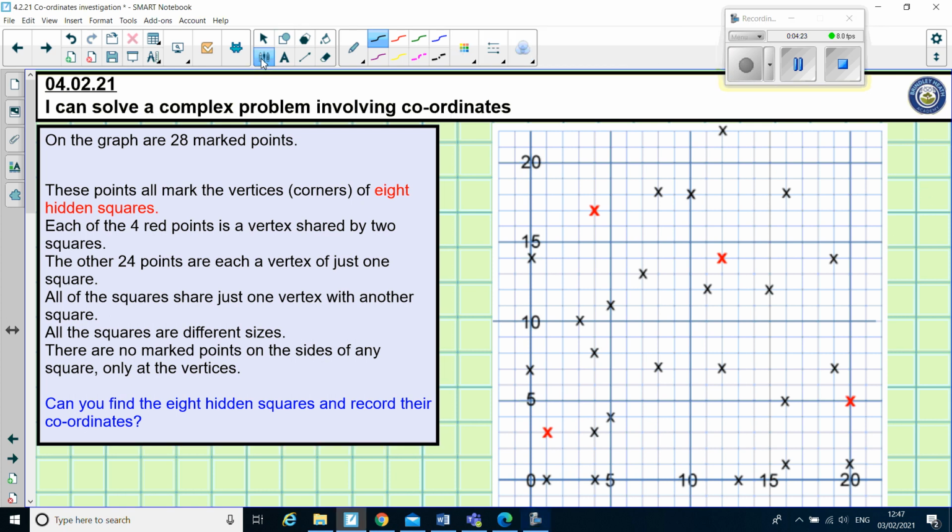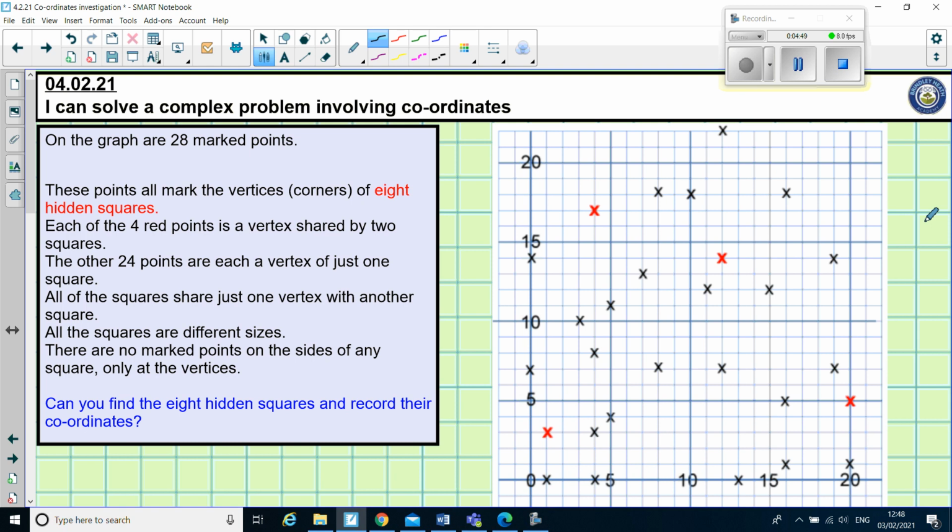So, on the graph paper, I have got 28 little crosses, 28 marked points. These points all mark the vertices, remember vertices means corners, of 8 hidden squares. So there are 8 squares hidden in here, and the crosses go on the corners of the squares.